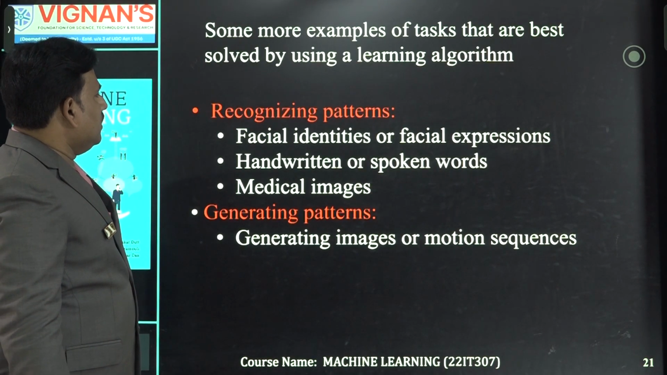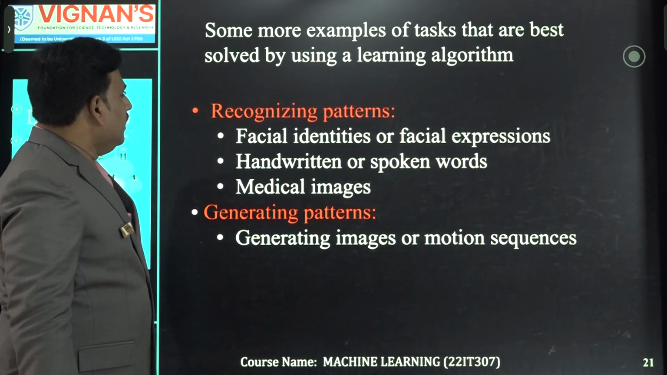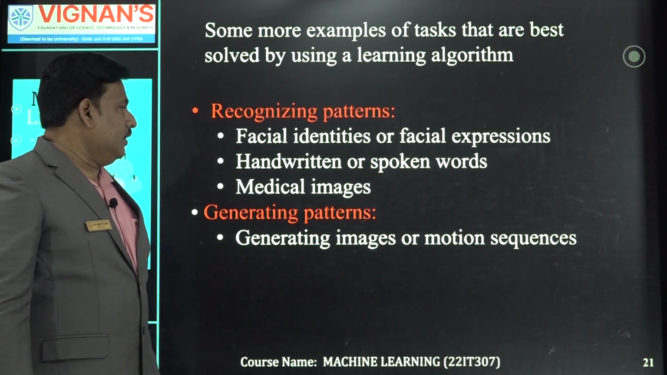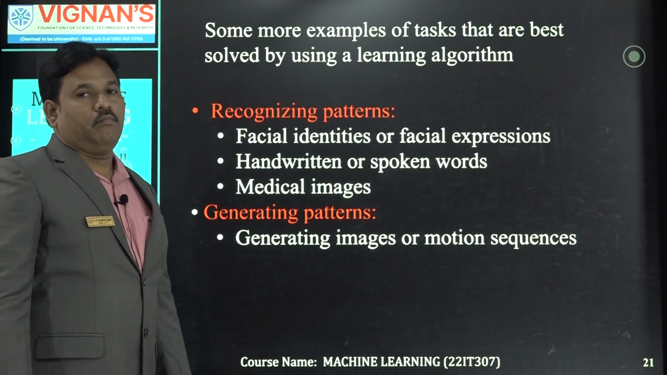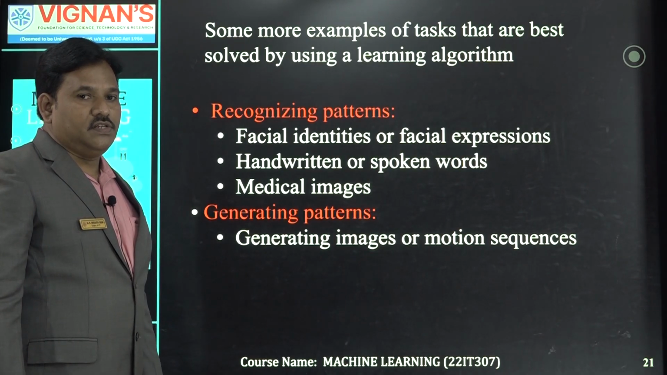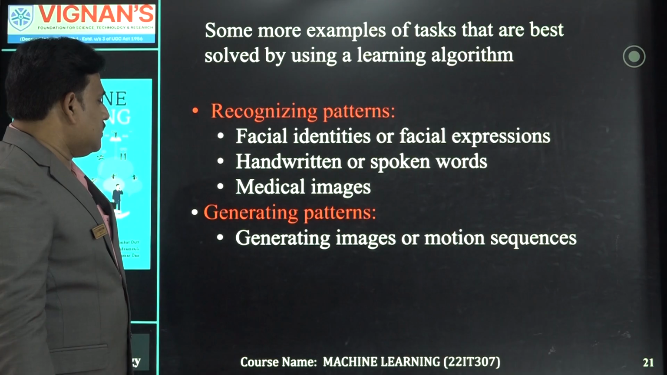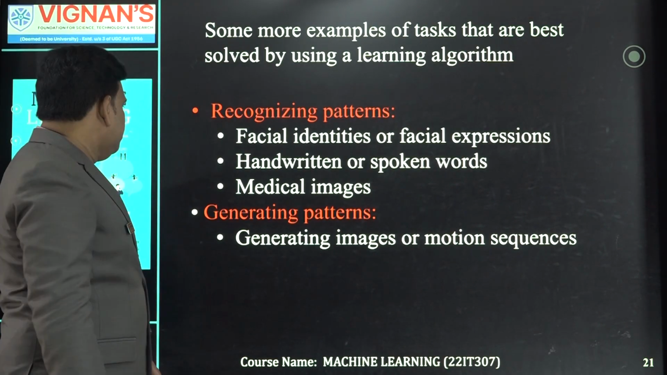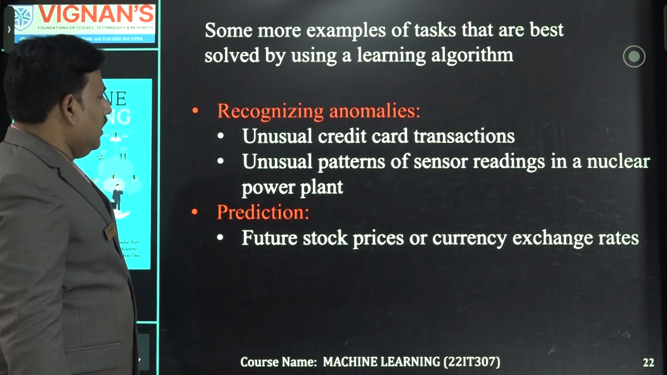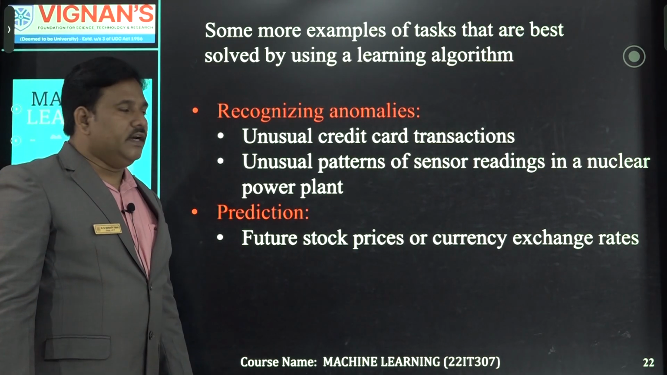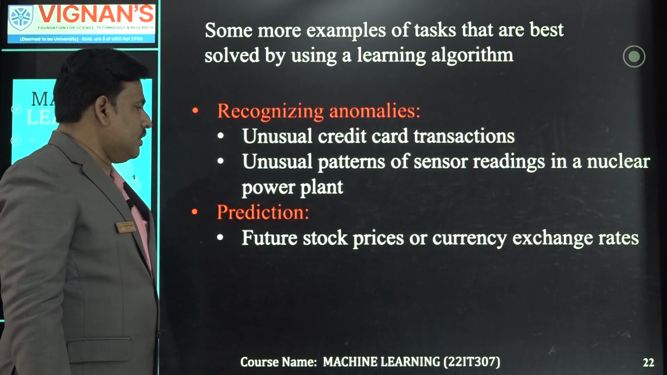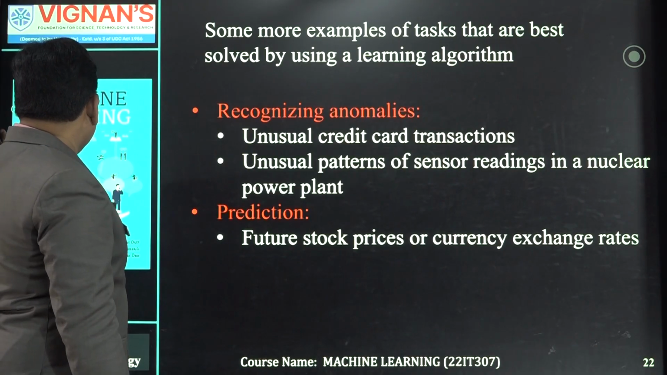And we will see some more examples which are best solved by applying machine learning models. Example, recognizing patterns: facial identities or facial expression recognition, handwritten or spoken word recognition, and analyzing medical images. These are complex domains where human expertise faces a challenge in detecting or predicting. And generating patterns like image patterns and motion sequencing of the data. Some more examples: recognizing anomalies like detecting unusual credit card transactions, unusual patterns of sensor readings in nuclear power plants, and predictions like future stock prices or currency exchange rates in coming days, that is future predictions.